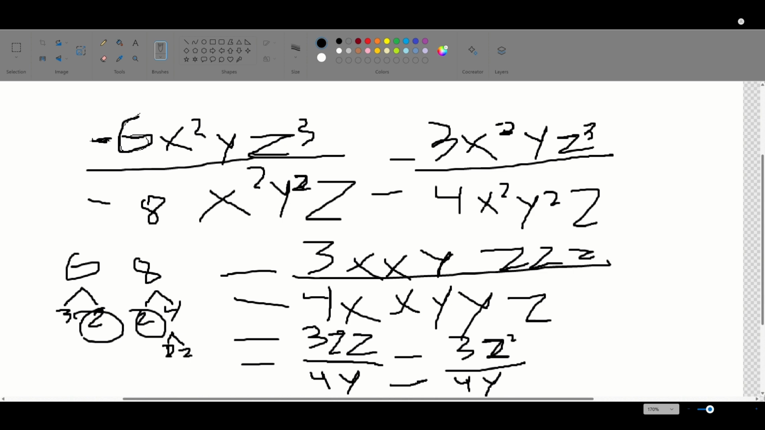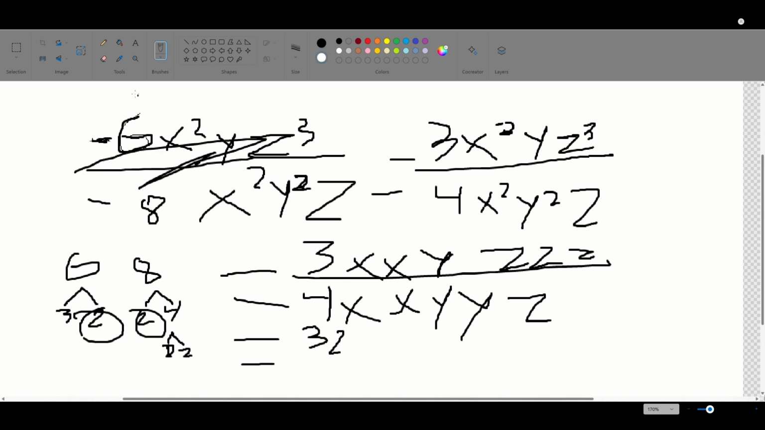Okay, and then let's move on to some basic facts that you guys should know. Basic facts that you guys should know.